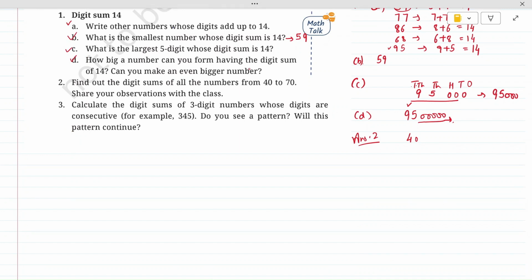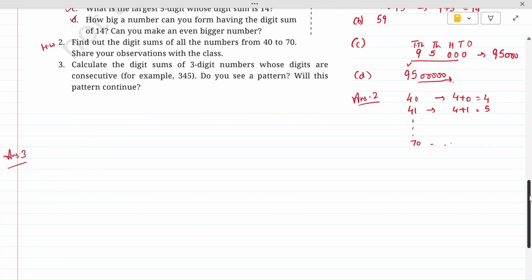And then you have to add the digits, like 40, you have to do 4 plus 0, 4. Then 41, you have to do 4 plus 1, that is 5, and so on till 70. So this is something you have to do, and then you have to share your observations also. Now coming to question number 3. So question number 2, I'm marking this as a homework.